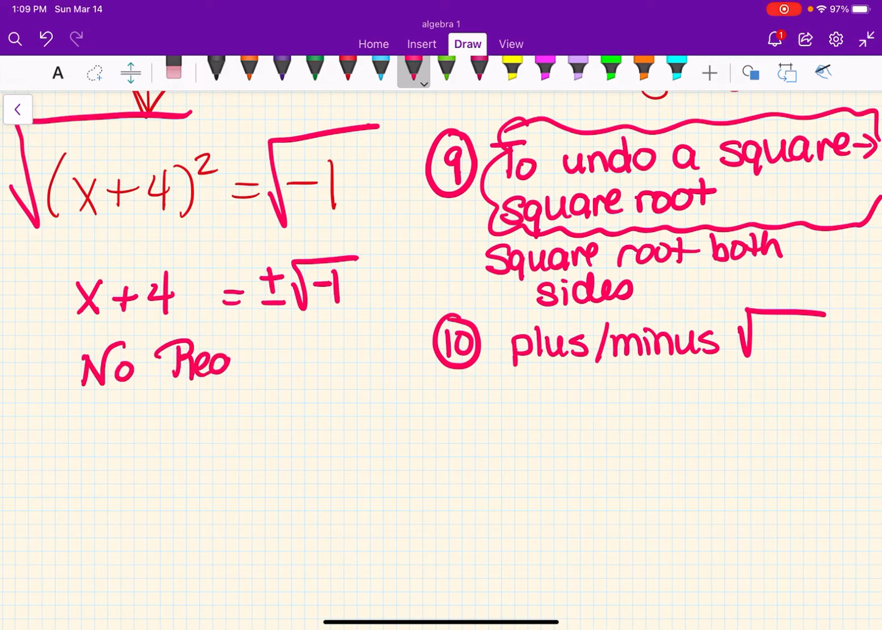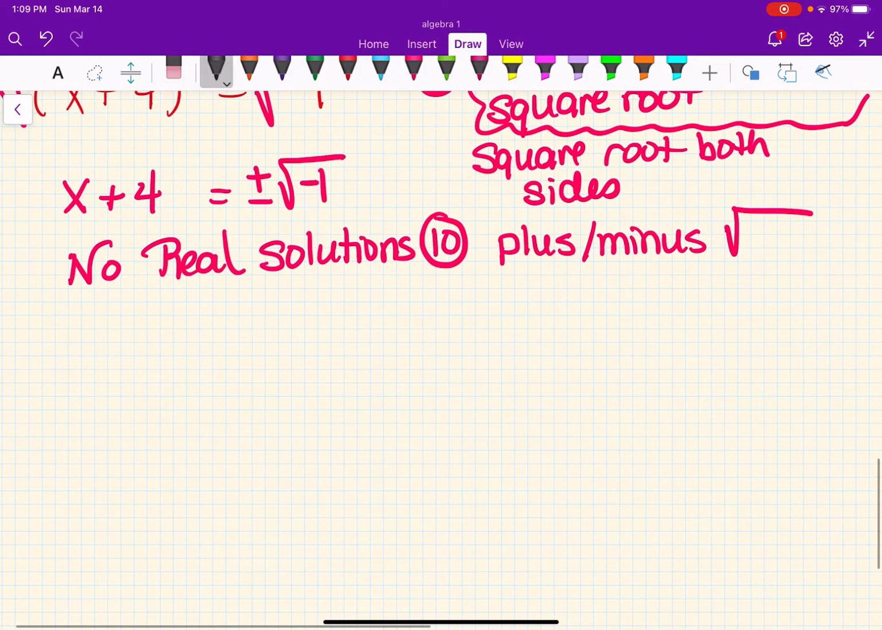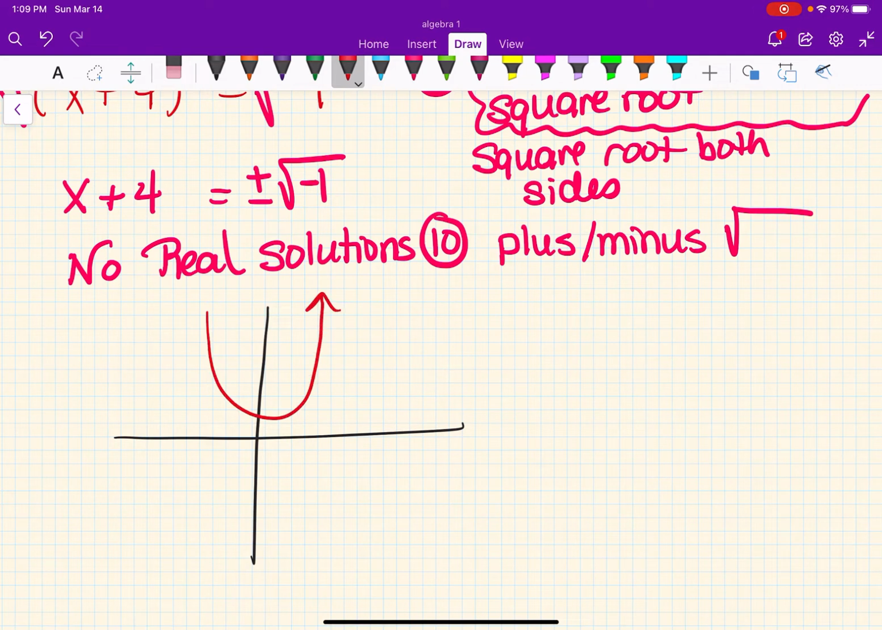So we're not going to continue it because square rooting a negative gives no real solutions. Keep in mind what that means in your head. It still means we have a parabola. Our parabola looks like this though. It never crosses the x-axis. So there's no real solutions.